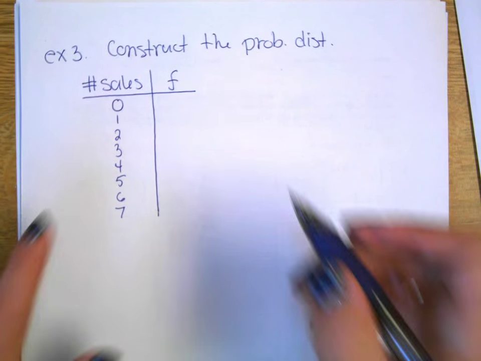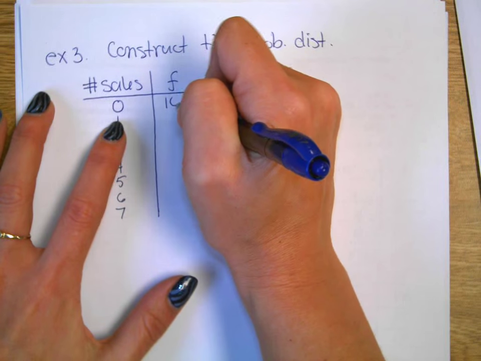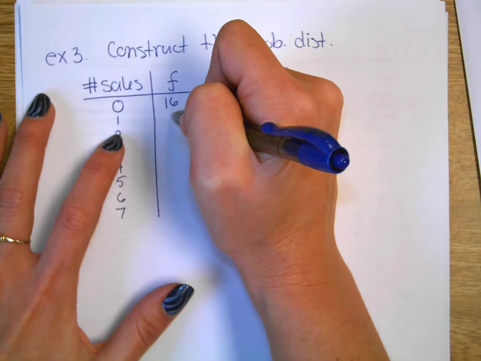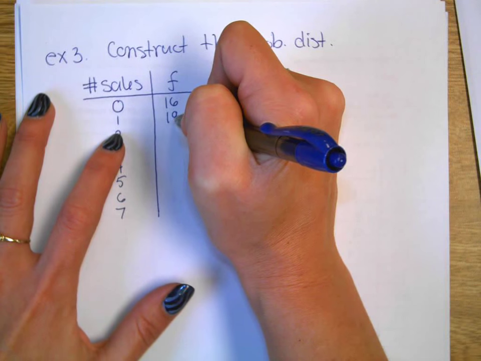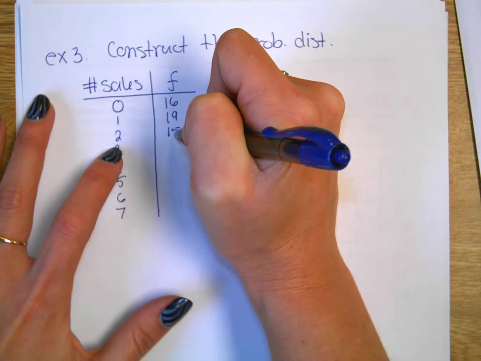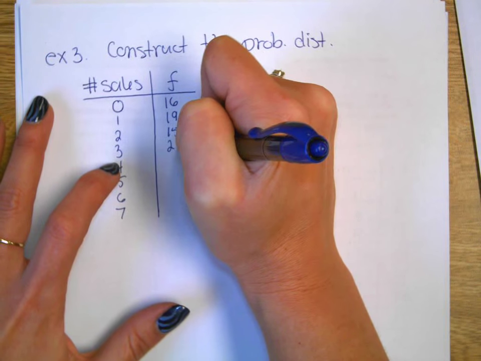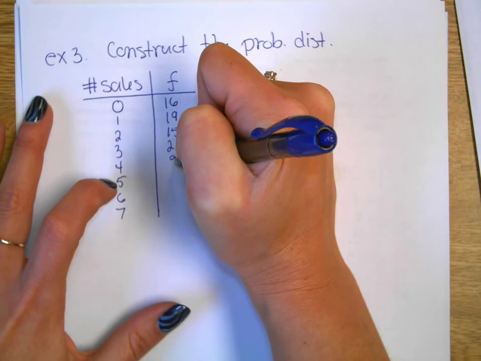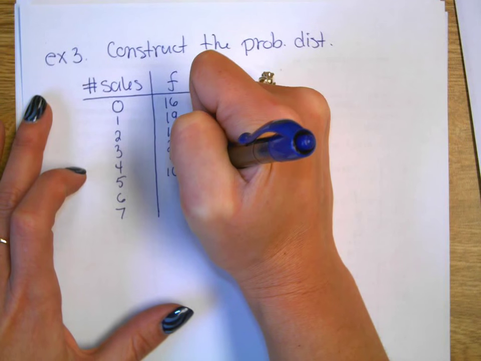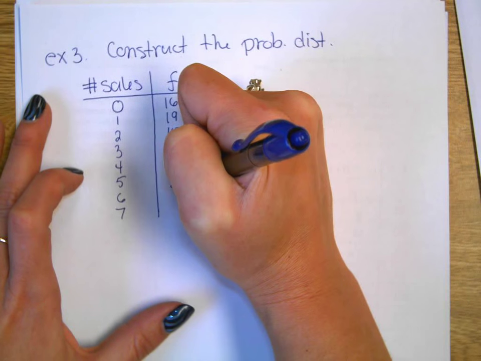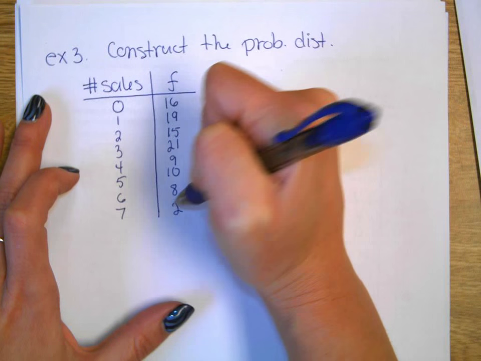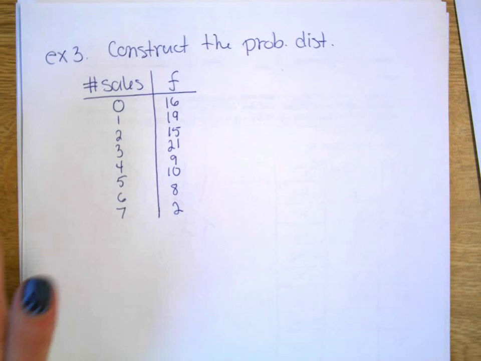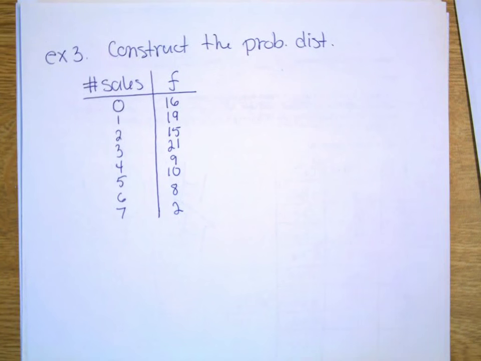So this is the frequency. 16 days they made no sales. Then 19, 15, 21, 9, 10, 8, and 2. Okay, so that's the frequency distribution.